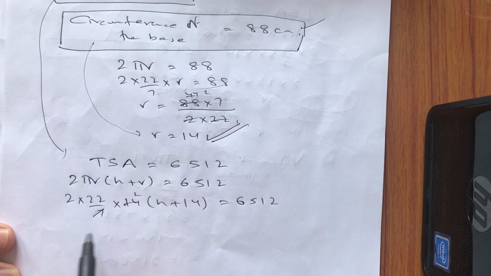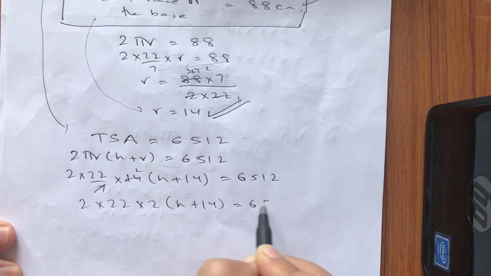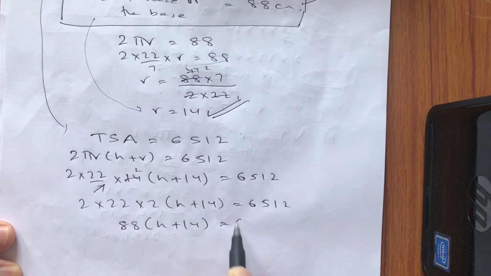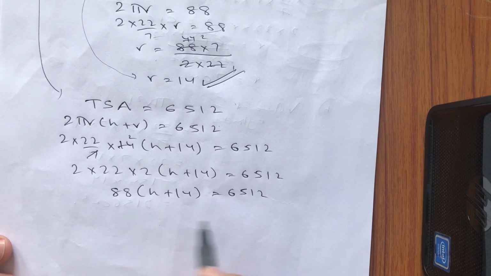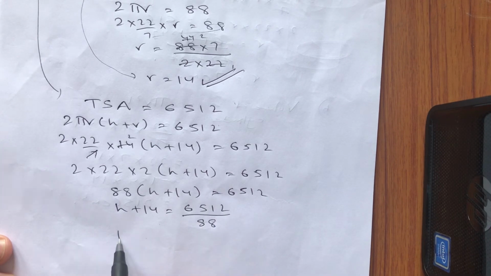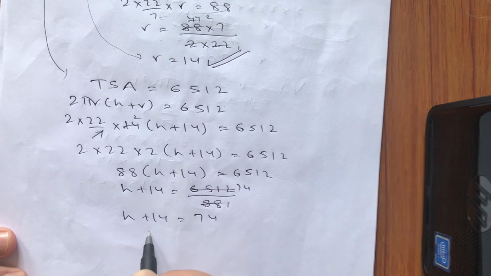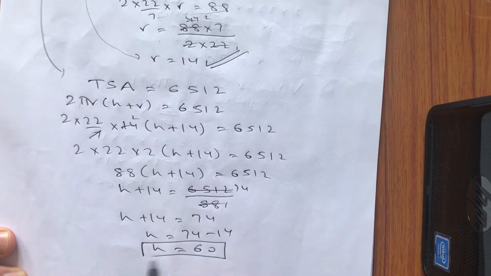7 ones are 7, 7 twos are 14. So I'm left with 2 into 22 into 2 into (h plus 14) is equal to 6512. So we get 88 (h plus 14) is equal to 6512. We can open the bracket also, but I think that will become more complicated. So let's take the 88 down. We get 6512 divided by 88. When I cancel this, I think you'll be getting 74. 74 into 88 gives me 6512, so I get it as 74. h is equal to 74 minus 14, h is equal to 60. So I got the value of h also.